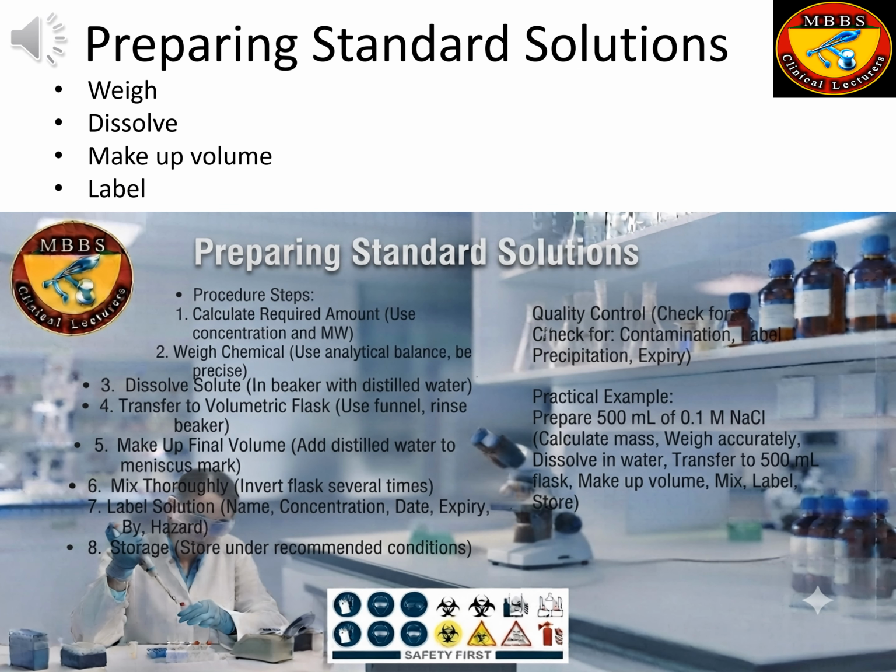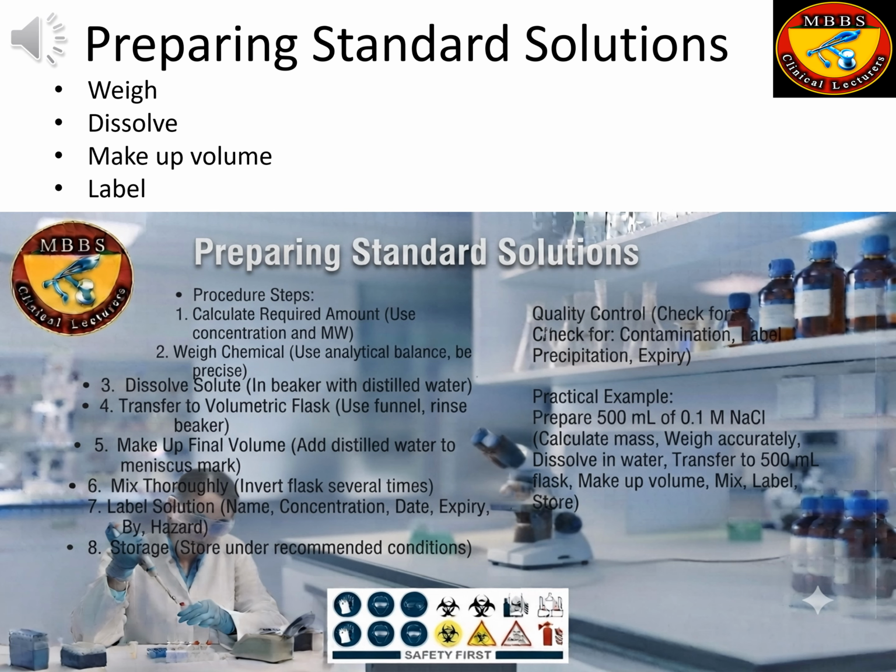Preparing standard solutions. Preparing a standard solution requires precision because the concentration must be exactly known. Standard solutions are widely used in analytical chemistry, titration, instrument calibration, and quality control. Step 1. Calculate the required amount. Use the required concentration and molecular weight to calculate how much chemical is needed. Step 2. Weigh the chemical. Use an analytical balance for maximum accuracy. Never estimate the amount. Step 3. Dissolve the solute.